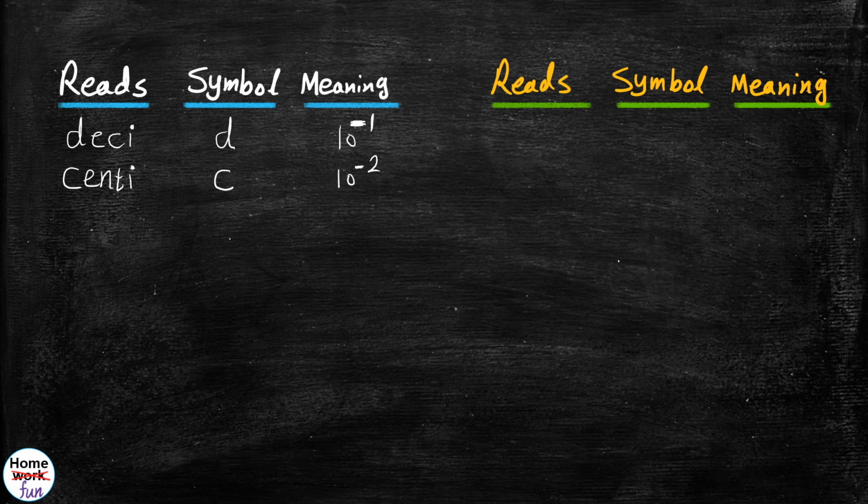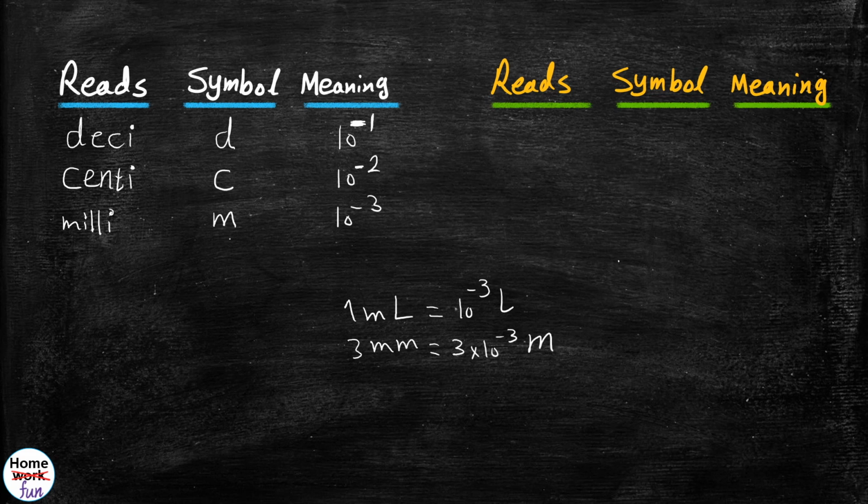So centi. Now we're getting smaller and smaller, right? 10 to the negative 1, deci. 10 to the negative 2, centi. Next, milli. Lowercase m is the symbol, and the meaning is 10 to the power of negative 3. You must have heard of milliliters or millimeters. Like 1 milliliter equals 10 to the negative 3 liters. Similarly, 3 millimeters equals 3 times 10 to the power of negative 3 meters. So that's milli. And these names come from the Greek language, and usually they're associated with that power of 10.